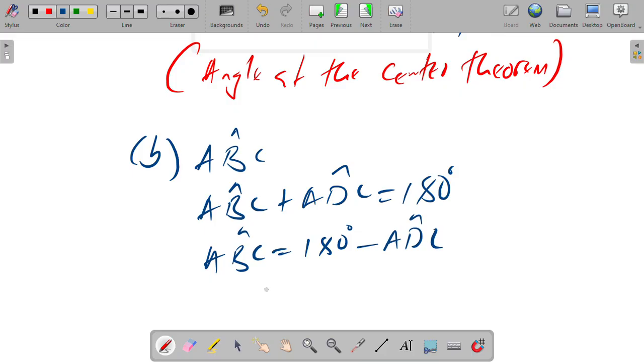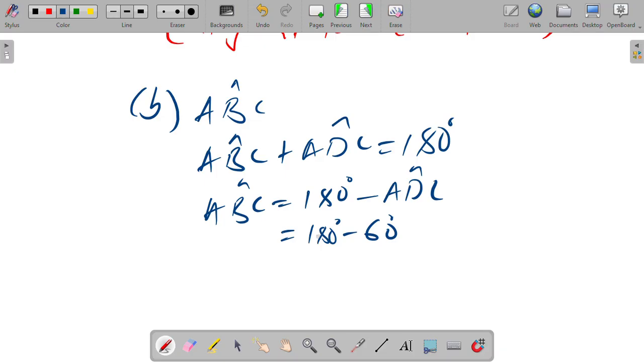Okay, what do you get? Here you get, okay, we have 180 minus 60 degrees. The ADC, the one that we found there, and our final answer will be equal to 120 degrees. Okay, let me just write this properly. 120 degrees.